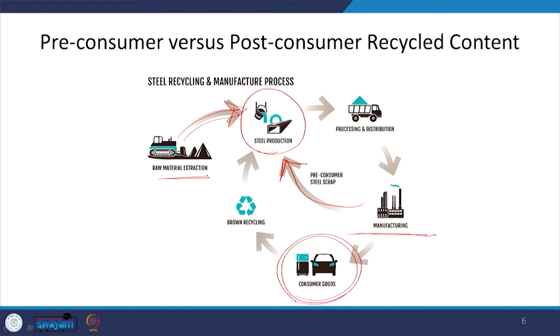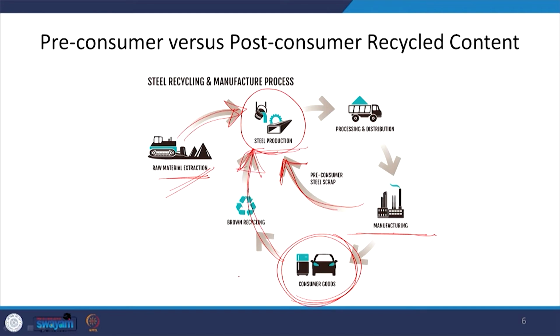Once a major part of the steel which is manufactured goes to the consumers, it goes back into recycling and goes into the steel production again, thereby again offsetting the need for raw material extraction. So, in this manner, both the pre-consumer scrap, the recycled content material, and also the post-consumer will be put back into the manufacturing system.